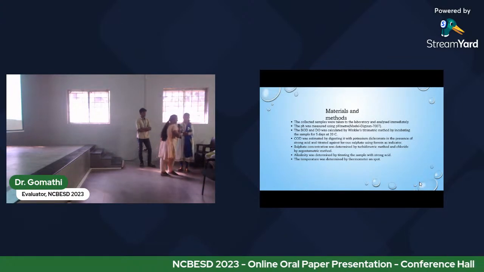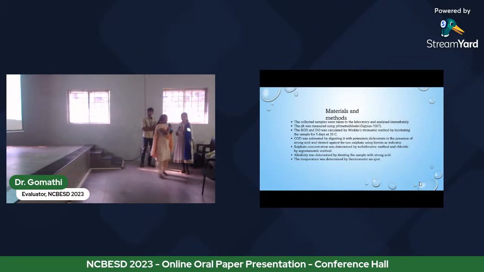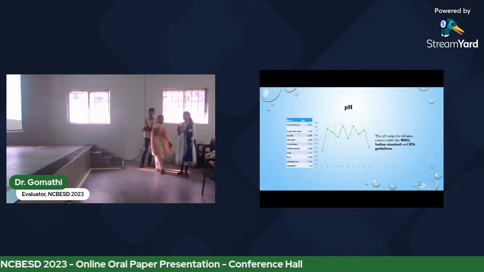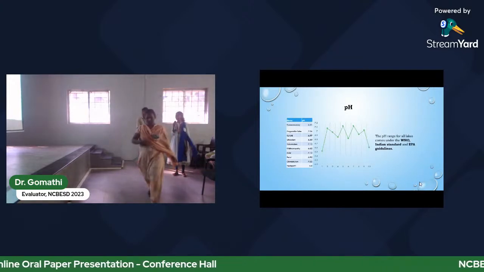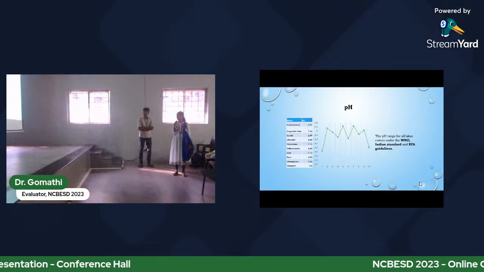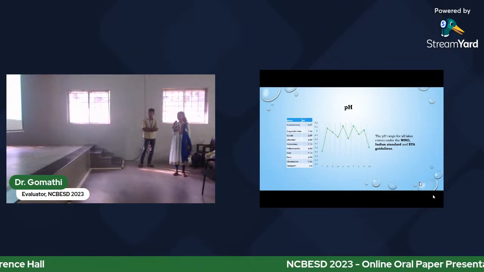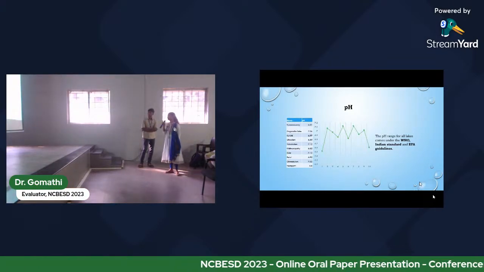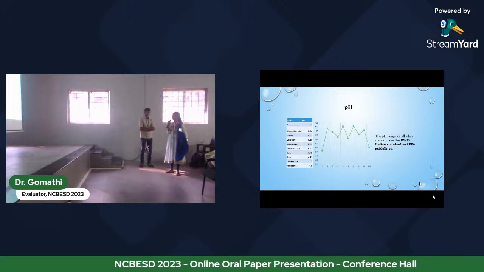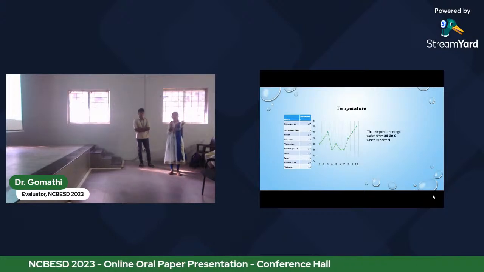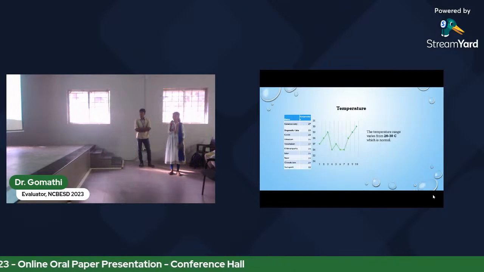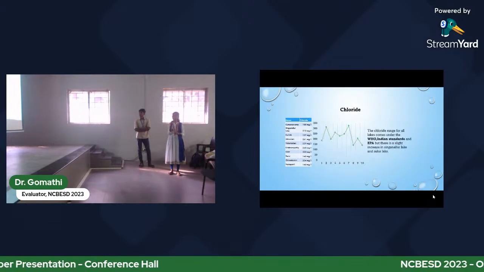Now the discussion and results section. As we speak of results, we compare the results with WHO guidelines, the Indian Water Quality Index, and EPA guidelines. First, pH. When we see the pH, all the values come under these guidelines. And when we speak of temperature, again, it comes under the guidelines.